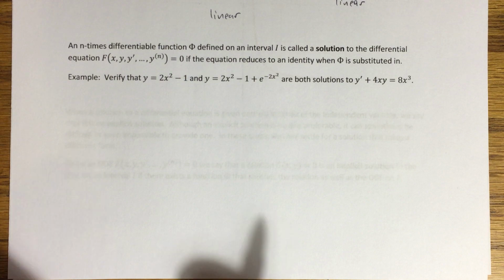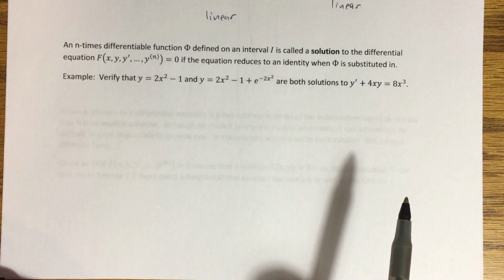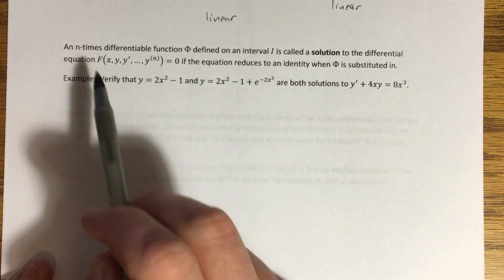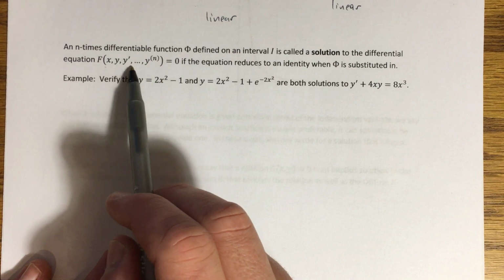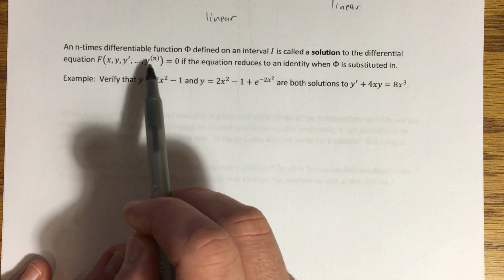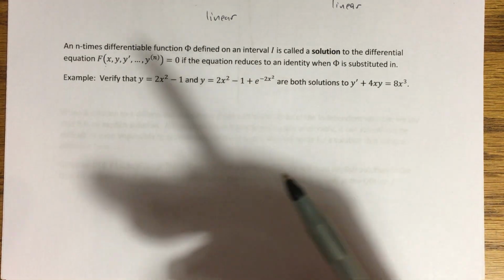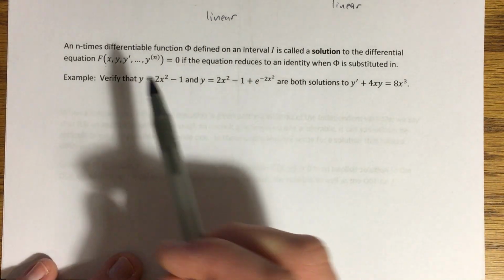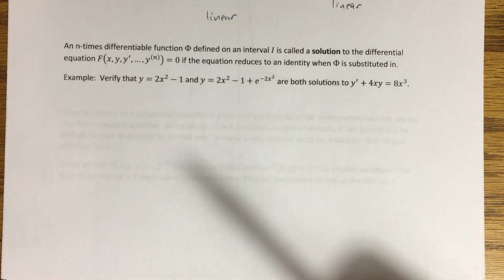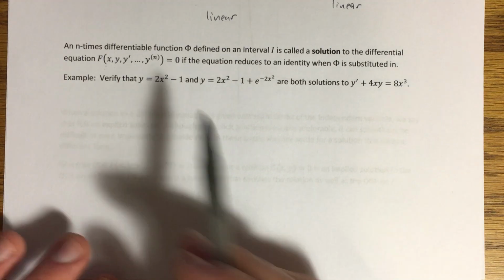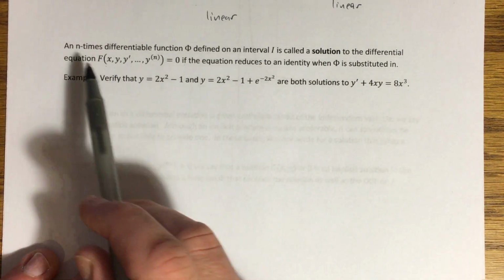What I'm going to be using to represent a general nth order differential equation is this: F of x, y, y prime, y double prime, y triple prime, and so on, all the way through the nth derivative of y, equals 0. Any nth order differential equation can be represented this way, and it's helpful to have a very general way of representing a differential equation. So think of this as just any differential equation of order n.